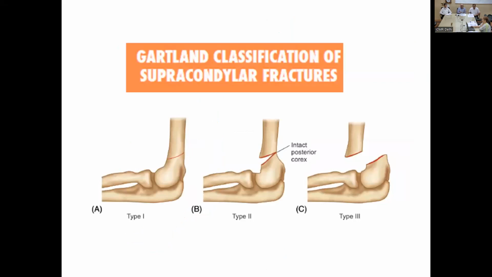So actually, radiologically, we can classify them into 3 types. Type 1 is an undisplaced fracture. Type 2 is a displaced fracture where the posterior cortex or posterior hinge is intact. And type 3 is totally displaced. And the treatment will depend on the type of displacement. Next.